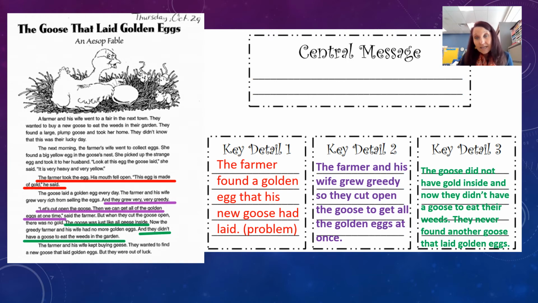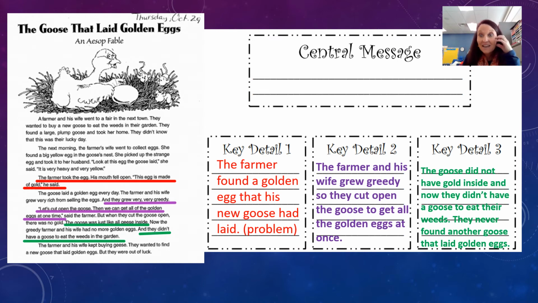Okay, now what we need to do is take all of the information that we put in these key detail boxes and think about what we can learn from the farmer and his wife. What is the central message of the story that teaches us a lesson that we can learn? So I know that golden eggs are not real, but I do know that being greedy is something that is real. So if you are greedy, that's not good, because look what happened to the farmer.